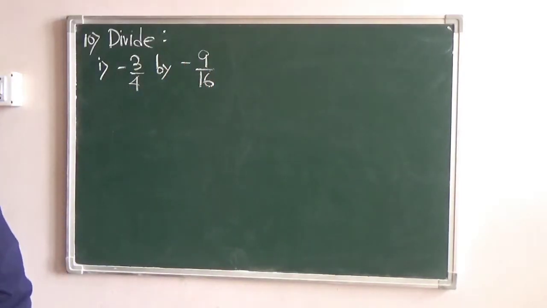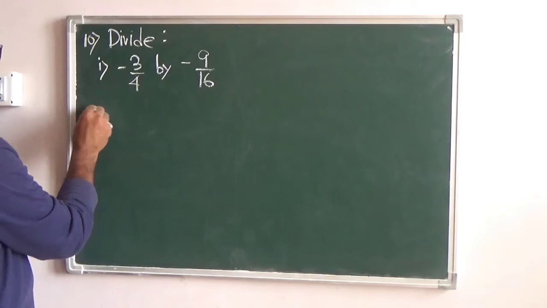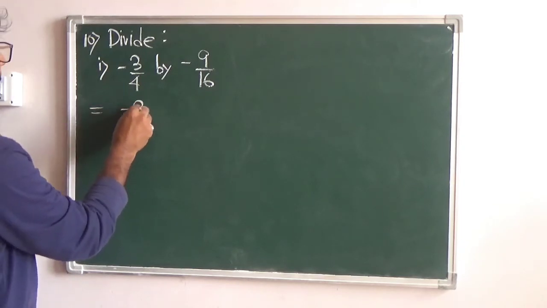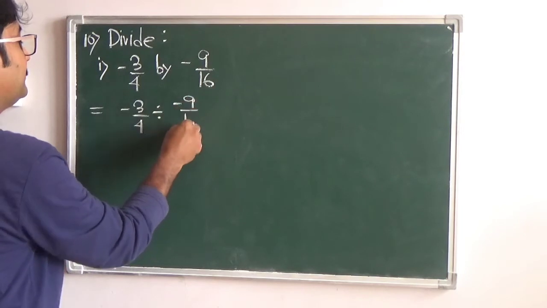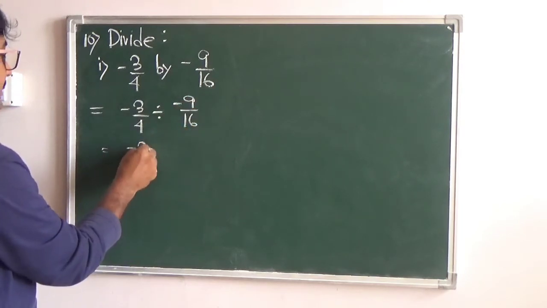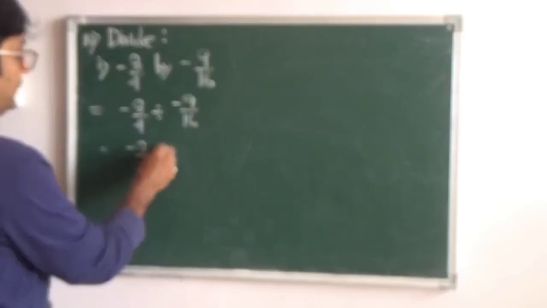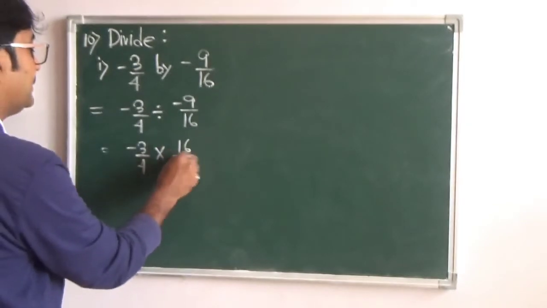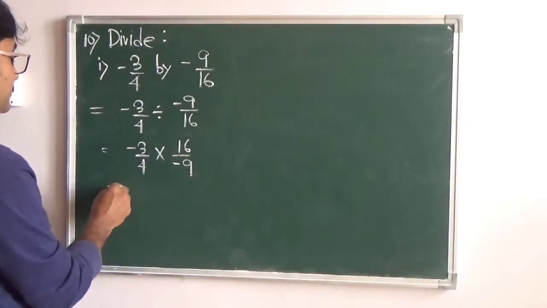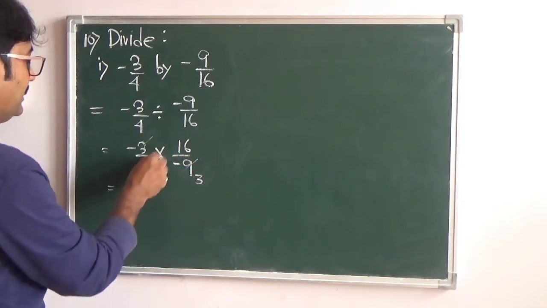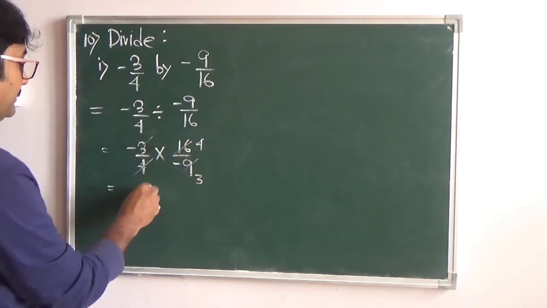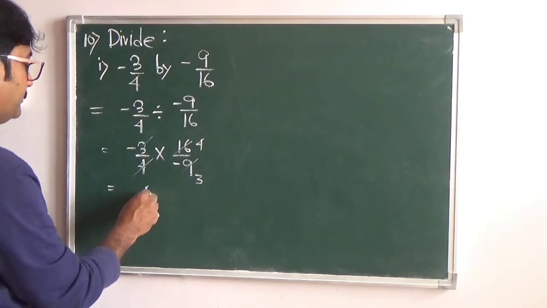So the only difference is that here the symbol is replaced. So minus 3 by 4 divided by minus 9 by 16. Now it becomes as the one which we have just now done, 16 by minus 9. So two negative signs will cancel. So this 3 and this becomes 3 and this is 4. So the final answer is 4 by 3.